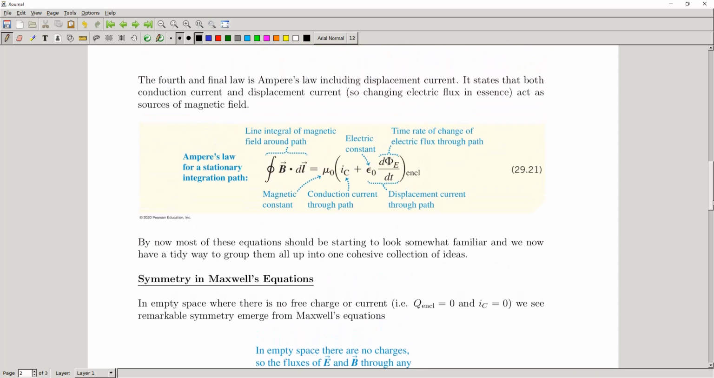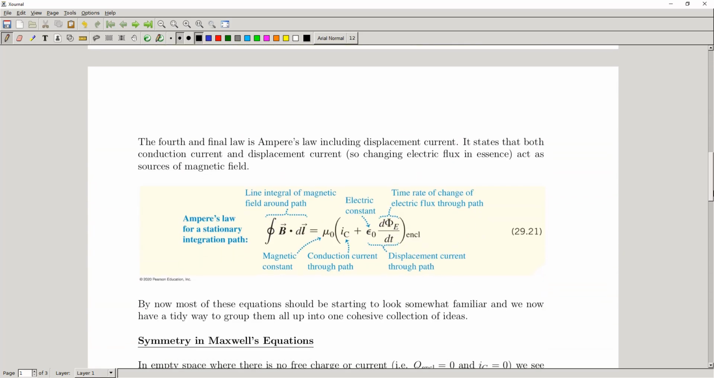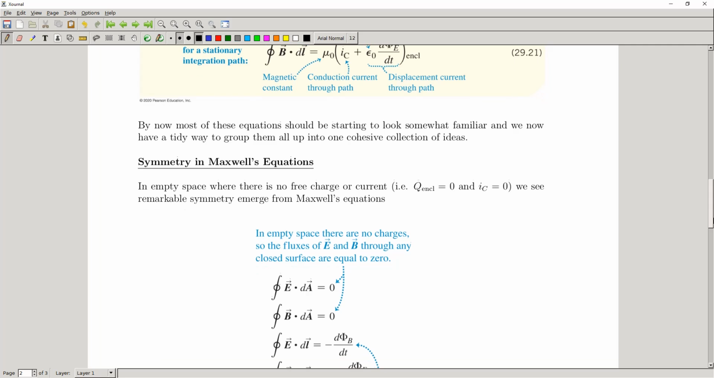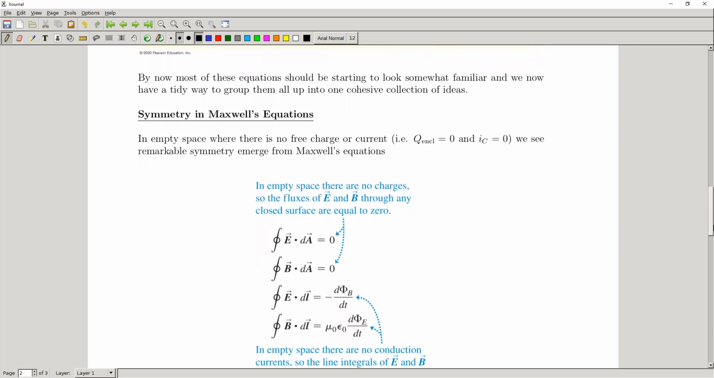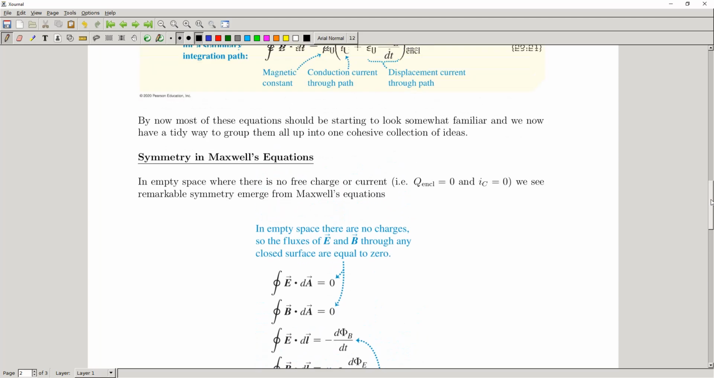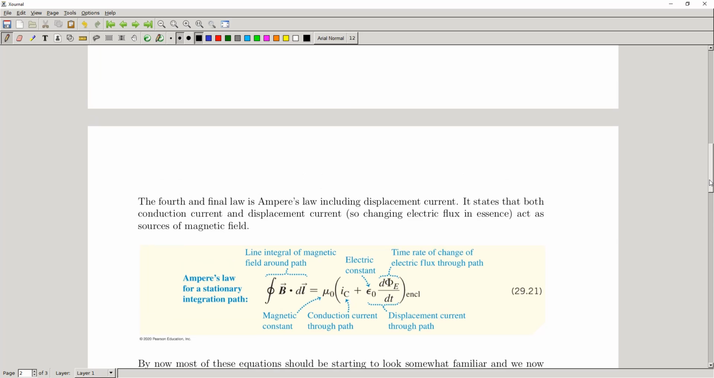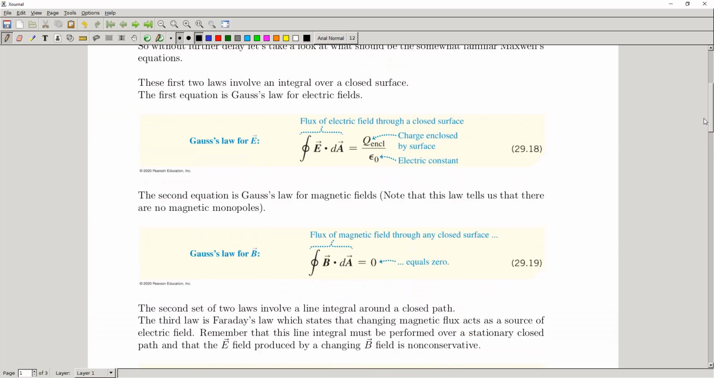We'll continue along now. So we've stated Maxwell's four equations here, and we're now going to point out the sort of symmetries in Maxwell's equations if we're in empty space. Okay, so if we're in empty space, there is no free charge, there is no current. So let's take these equations. We're going to set all of the currents to 0. We're going to set I_C to 0. We're going to set the free charge, the charge enclosed, to 0.